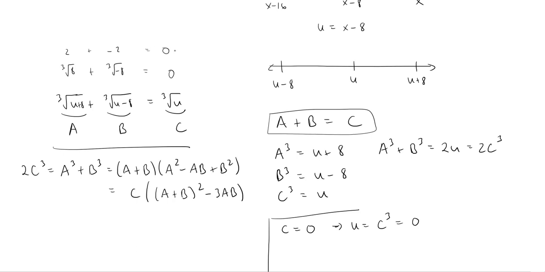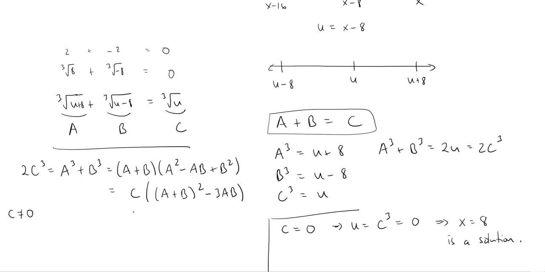So we actually found a solution when we were trying to avoid a solution, right? We were trying to avoid c equaling 0, but that actually is a solution. So we found one solution already, and that's when u is 0. Of course, u was equal to x minus 8, so that means that x is equal to 8 is a solution. Okay, so let's ignore that solution for now. We're going to assume now that c is not equal to 0.